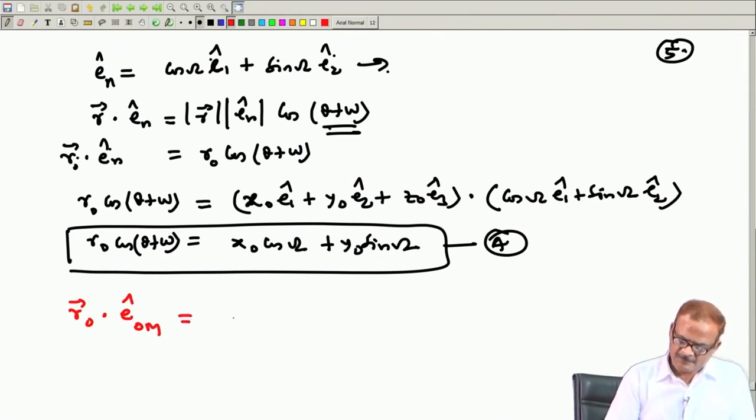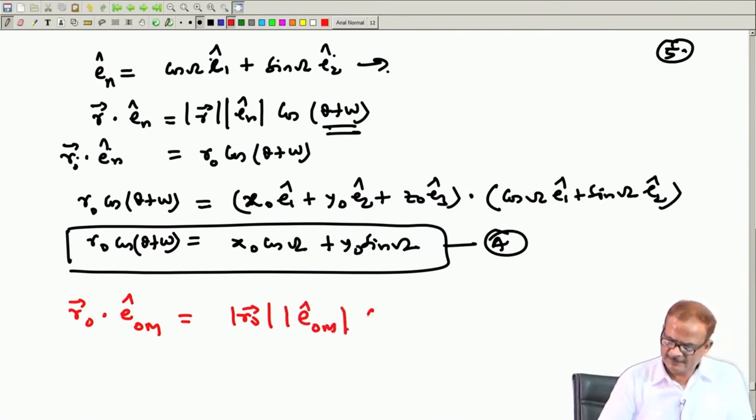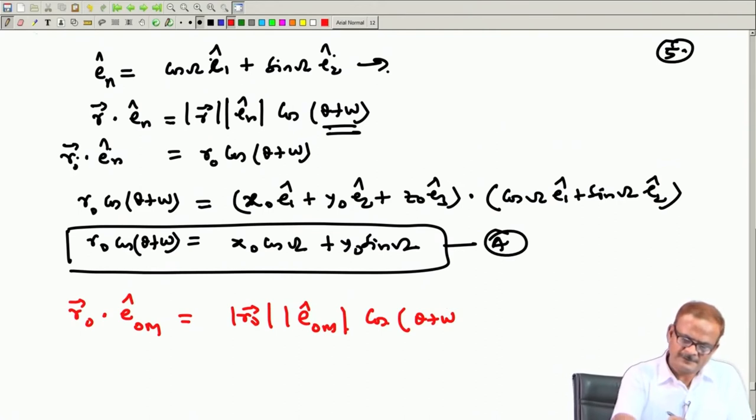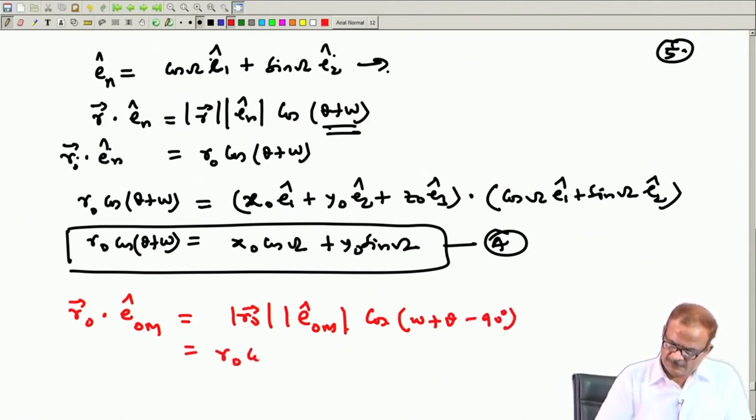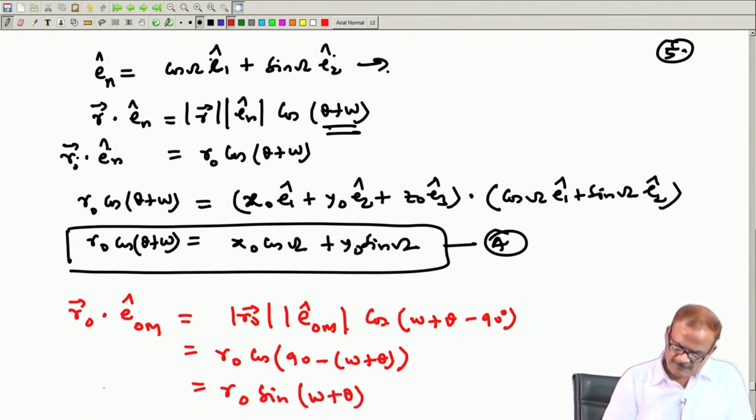So, this will be r 0 magnitude, e OM cap magnitude, and the cosine of the angle between them, which is theta plus omega, or omega plus theta minus 90 degree. So, this becomes r 0 cos of 90 minus omega plus theta. So, this is r 0 sin omega plus theta, and on the left hand side this is r 0 dot e o m cap.